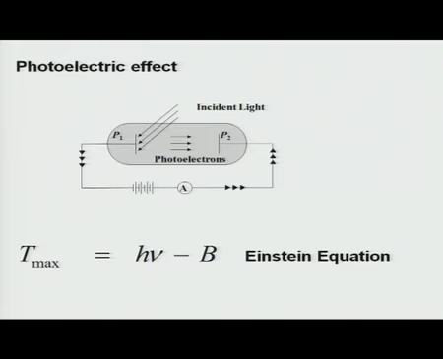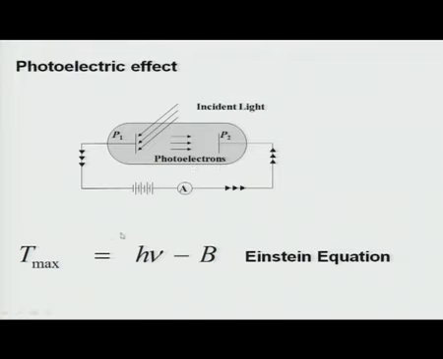So, using his corpuscular model, as most of you would know, he explained the photoelectric effect. What is the photoelectric effect? If ultraviolet light falls on a sodium, potassium or a cesium plate, then electrons are emitted. The electrons that are emitted through this process are known as photoelectrons.